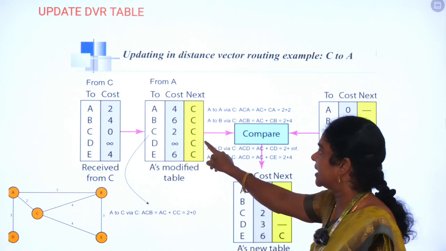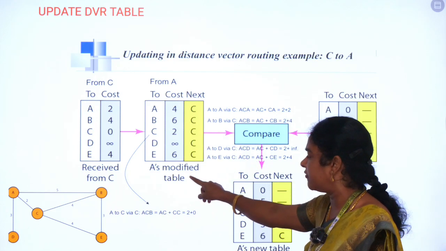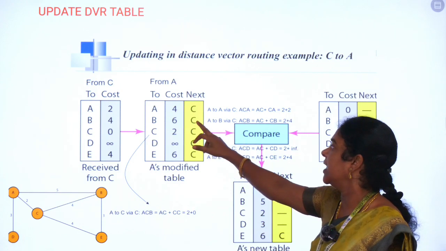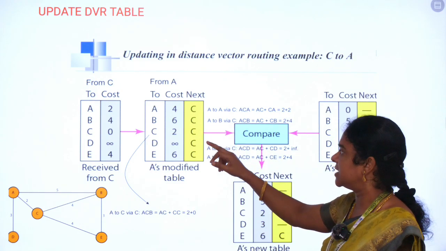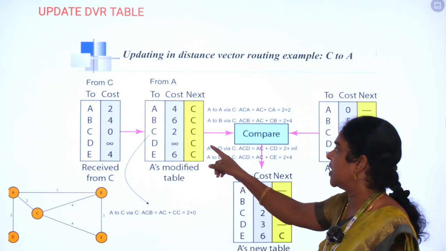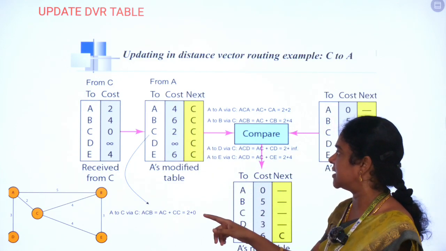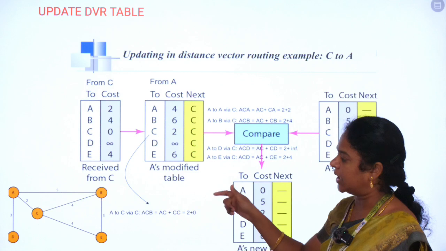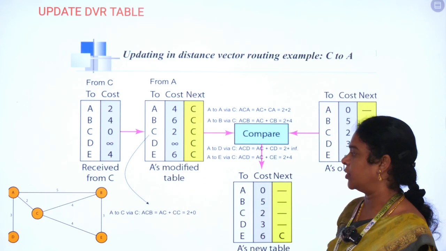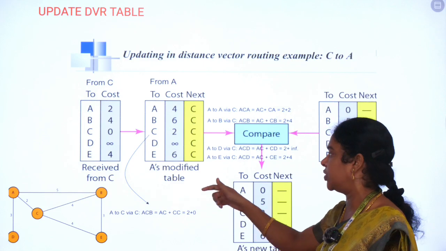In this table we use the modified A table, but through the C node only. A means A to C, C to A. B means A to C, C to B. Next, C is the self node. D means A to D via C, which is not applicable, so we put infinity. Similarly, E is A to C, C to E.